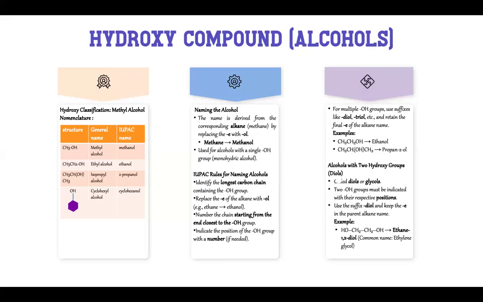Alcohol with two hydroxy groups is called diols or glycols, and the two -OH groups must be indicated with their respective positions. Then use the suffix -diol and keep the -e in the parent alkane. Example we have here is HO-CH2-CH2-OH, which is ethane-1,2-diol, the common name for ethylene glycol.